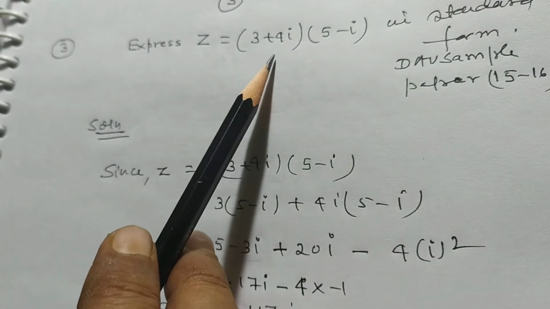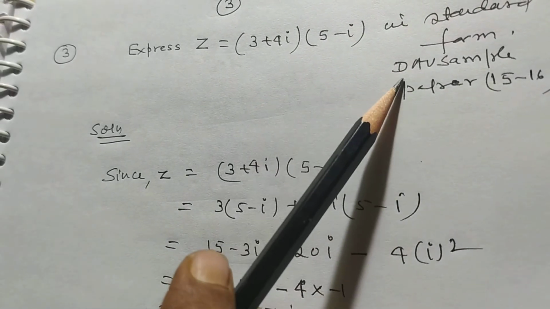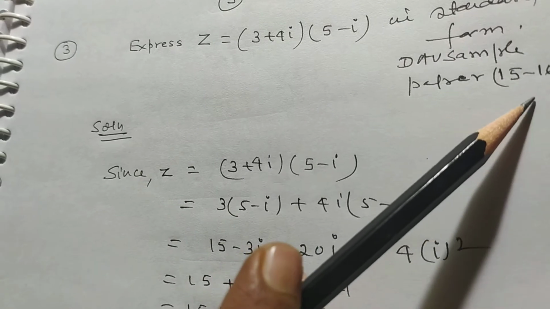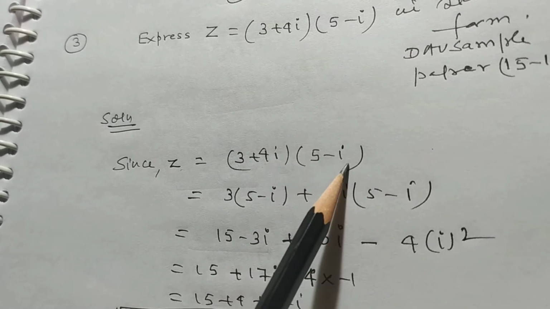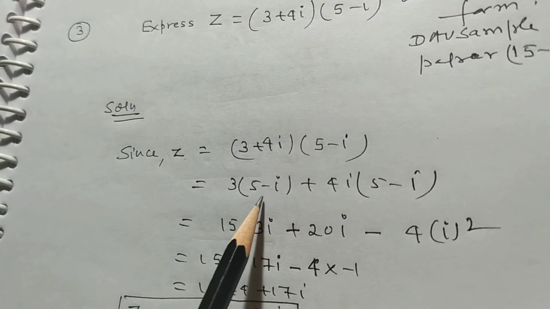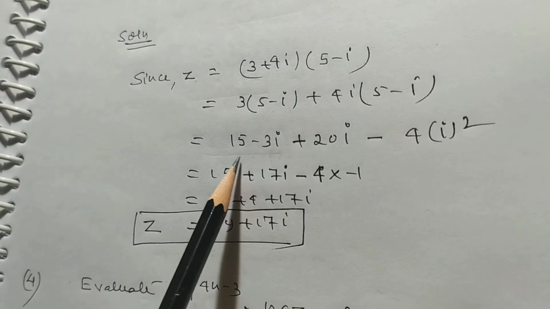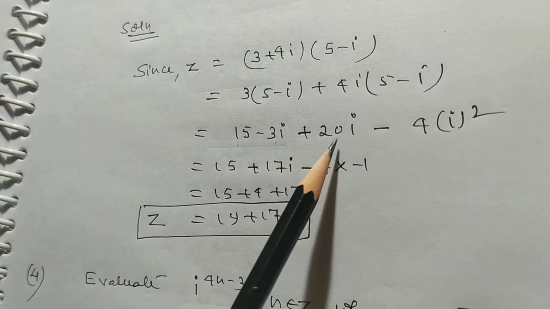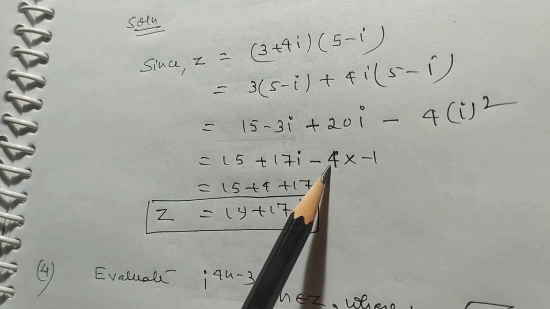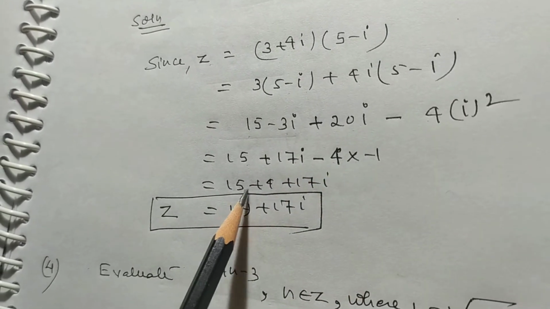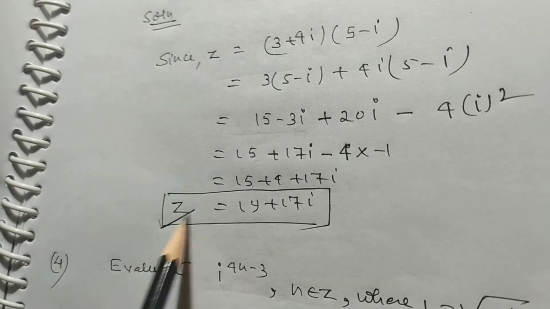Express z equal to (3 plus 4i)(5 minus i) in standard form. This is from DAV sample paper 15-16. Now, since z is equal to (3 plus 4i)(5 minus i), 3(5 minus i) plus 4i(5 minus i). After multiplication we have 15 minus 3i plus 20i minus 4i square, and it is 15 plus 17i minus 4 into minus 1, and it is 15 plus 4 plus 17i, and z is equal to 19 plus 17i.